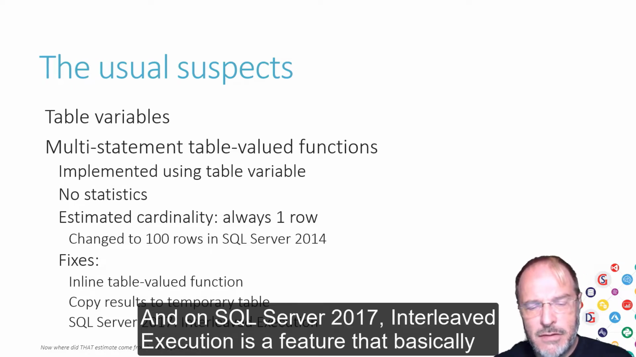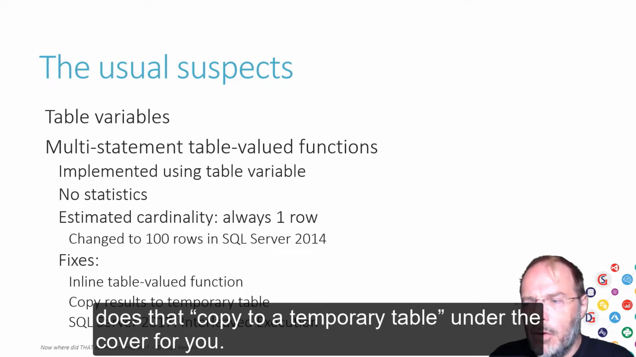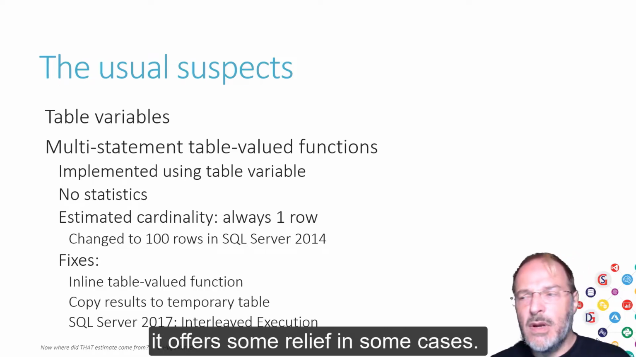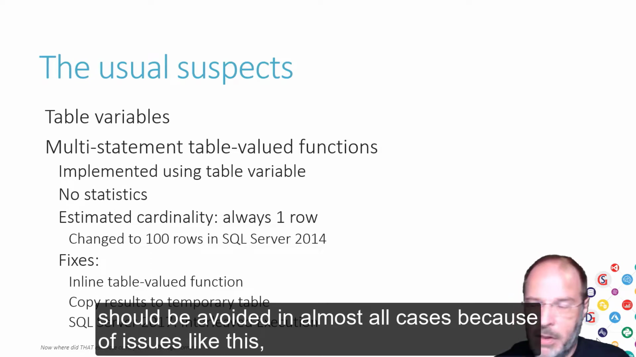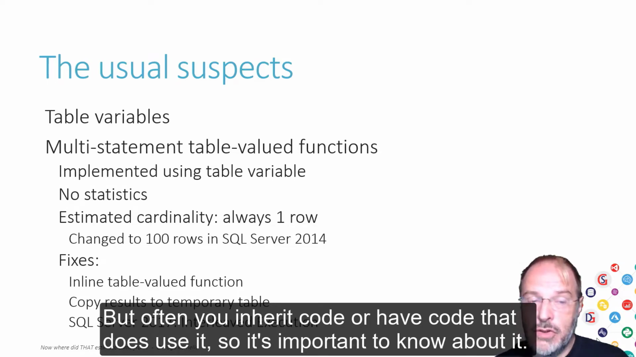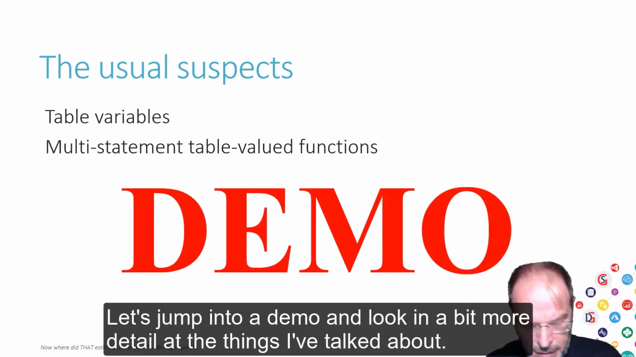And on SQL Server 2017, interleaved execution is a feature that basically does that copy to a temporary table under the covers for you. Again, read up on it if you are supporting SQL Server 2017 and if you have multi-statement table-valued functions. It offers some relief in some cases. It's definitely not a good fix, and I personally still think that multi-statement table-valued functions should be avoided in almost all cases because of issues like this, and interleaved execution doesn't do enough to fix it. But often you inherit code or have code that does use it, so it's important to know about it. Let's jump into a demo and look in a bit more detail at the things I've talked about.